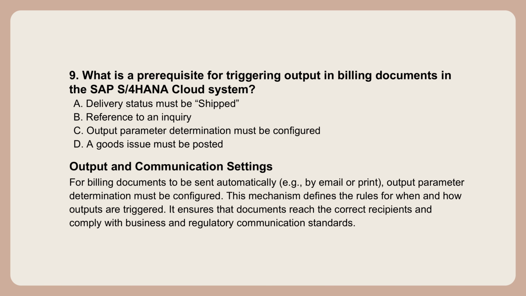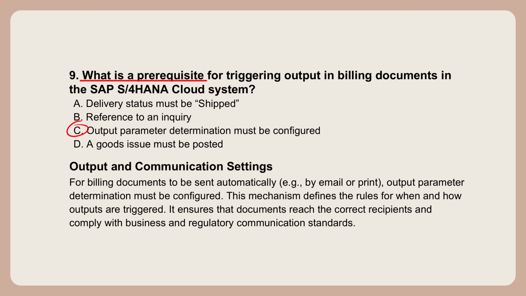Getting documents out of the system. Output management. Like sending an invoice. Yep. Crucial step. Needs to be reliable. So for billing documents in S/4HANA Cloud, what needs to be set up beforehand to make sure the output, like an email or a printout, actually gets triggered? It doesn't just happen automatically based on the document type alone. The absolute prerequisite, the source says, is that output parameter determination must be configured.